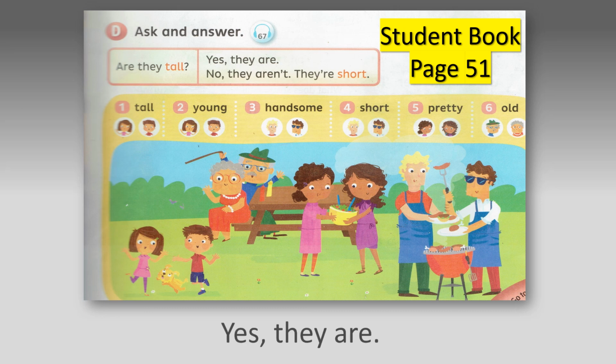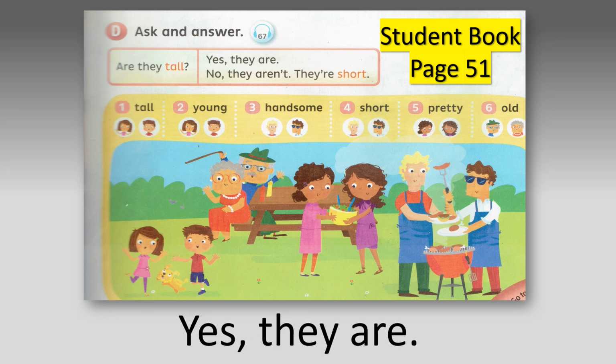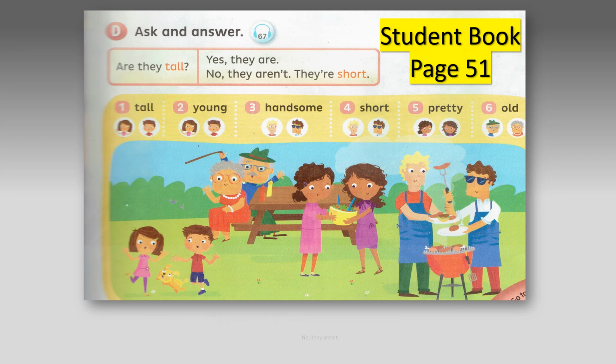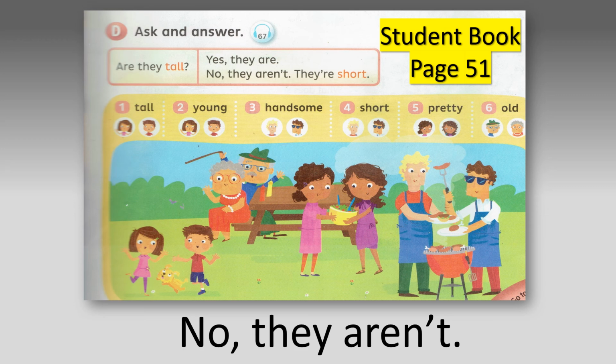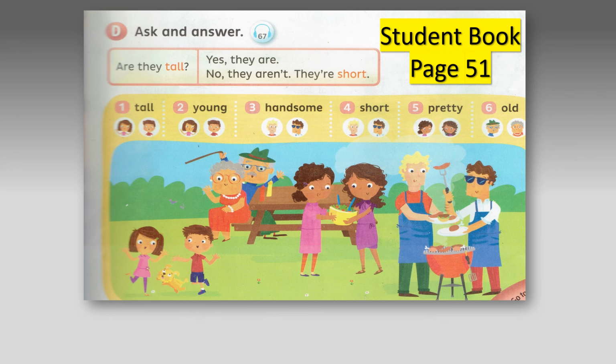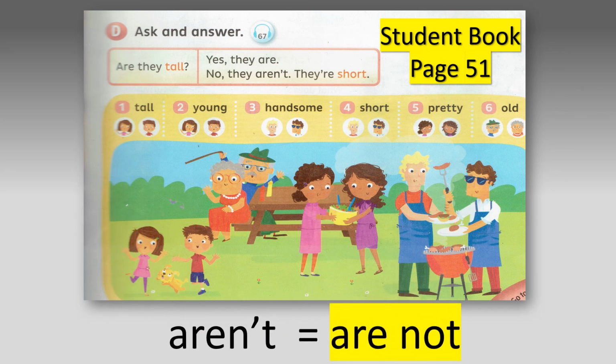Okay? And the answer will be yes, they are. And that's it. If it's yes, we just say yes, they are. Finished. Good job. Or no, they aren't. But if we say no, they aren't, we can then say the opposite to say what they are. Here's aren't. Aren't means are not.